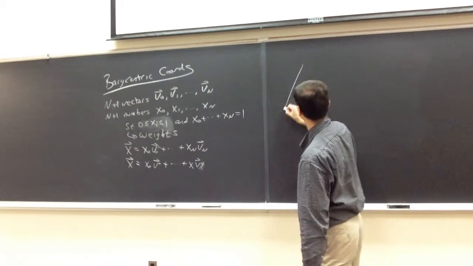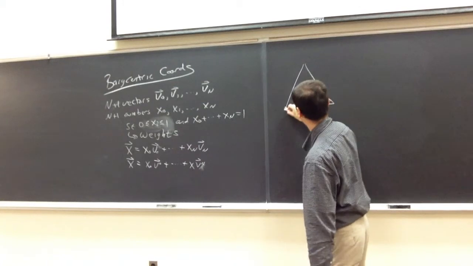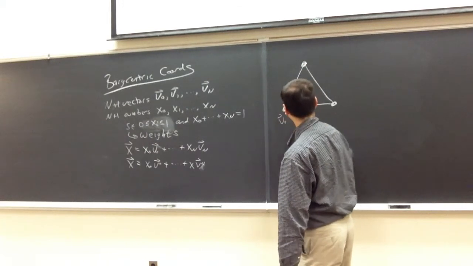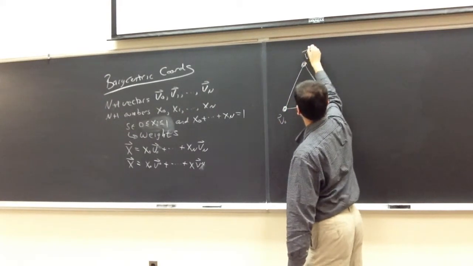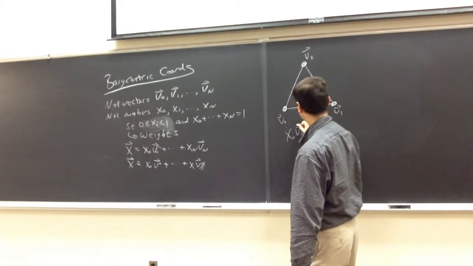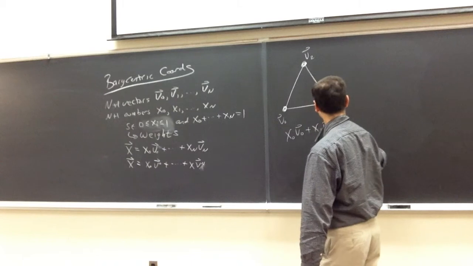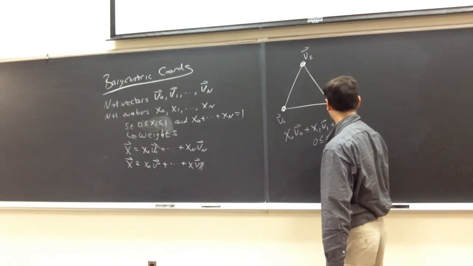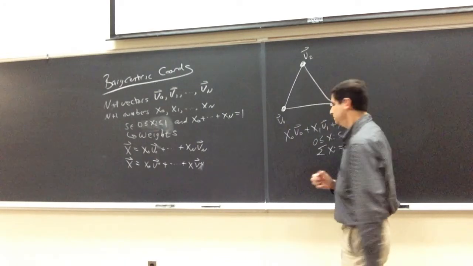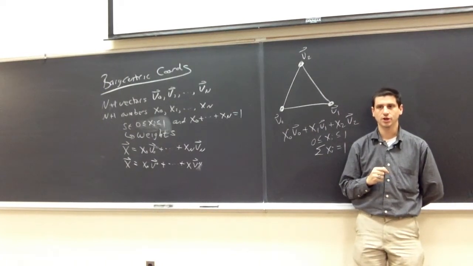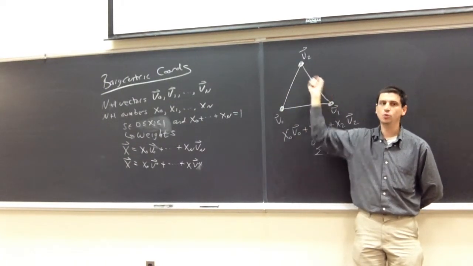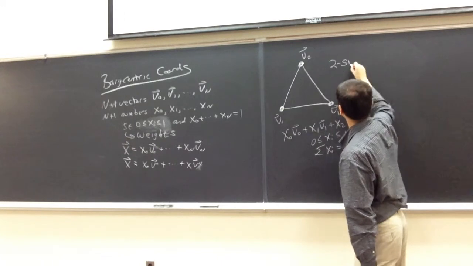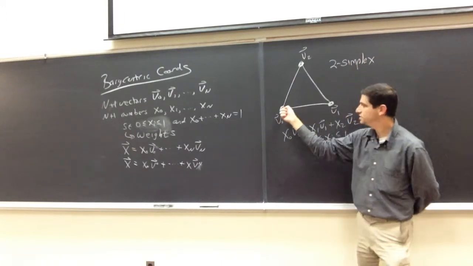All right. What we have here, I'm going to concentrate on the two-dimensional case. So here is my V0, my V1, and V2. Now we're looking at things of the form x0 V0 plus x1 V1 plus x2 V2, where the x's are between 0 and 1 and the sum of the xi equals 1. It's telling you where you land in this triangle. They call this triangle a 2-simplex. It's two-dimensional. The 1-simplex would be a straight line.